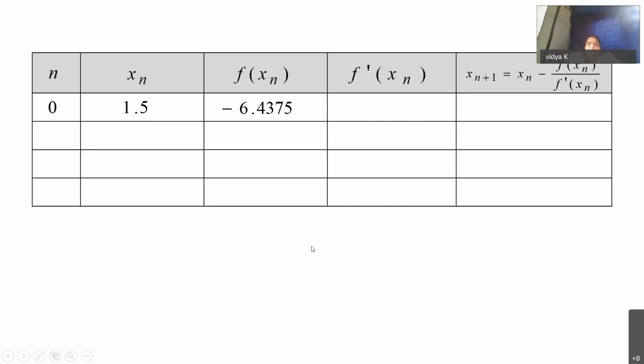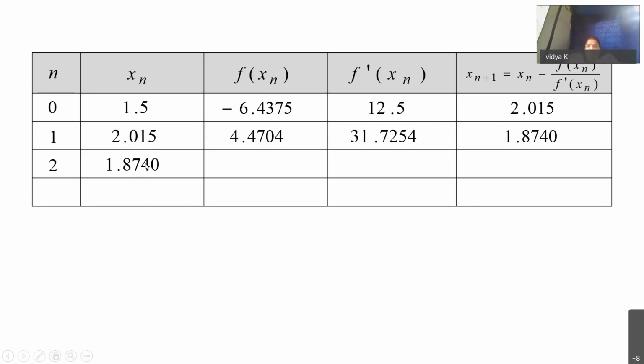So I wrote the table there. I put n equal to 0, xn I took as this, f at xn is this, f dash xn is this. I substituted here, I got 2.015. Then put n equal to 1 and take xn as x1. You take this, get this, substitute in the formula, you get this. Then for 2, you take now a better value instead of this, then substitute here, you get this, like this, and this, 3.